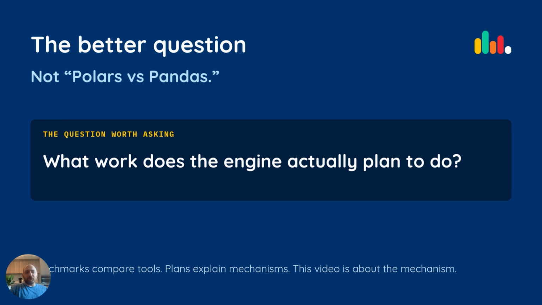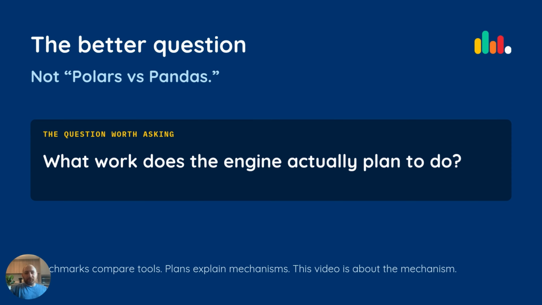If we get stuck on speed, Polars just becomes another benchmark topic. Polars versus pandas. This tool versus that tool. That is not what I want to focus on here. The better question is, what work does the engine actually plan to do? Benchmarks compare tools. Plans explain mechanisms.